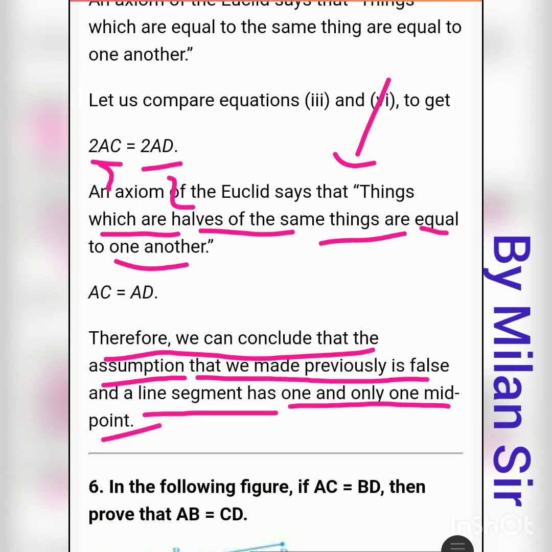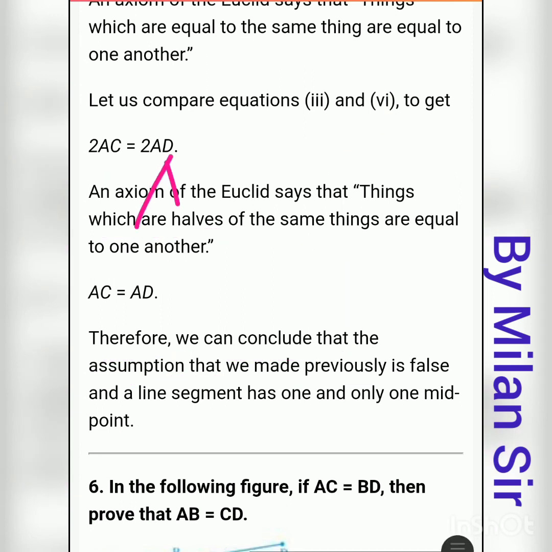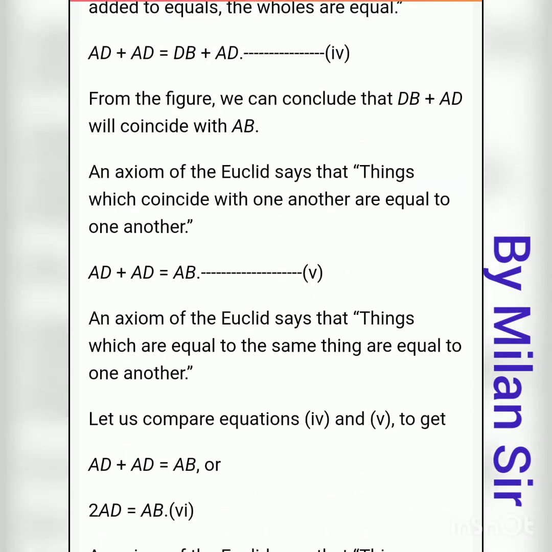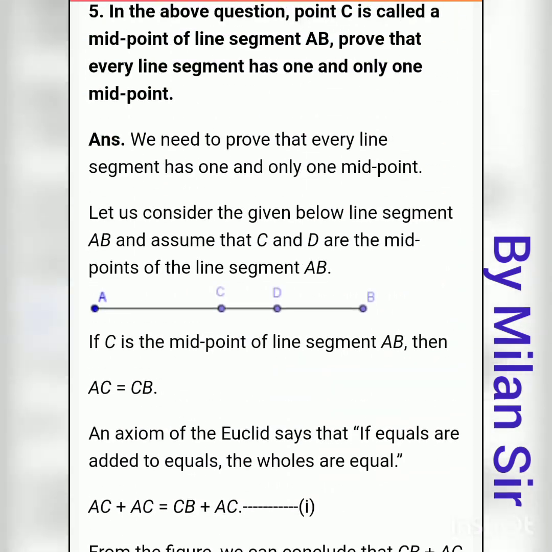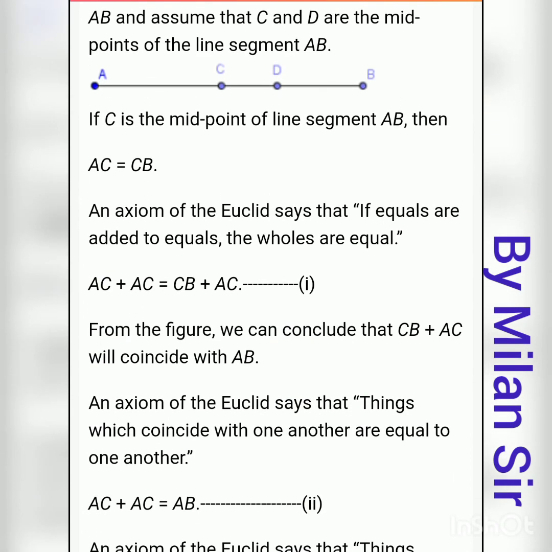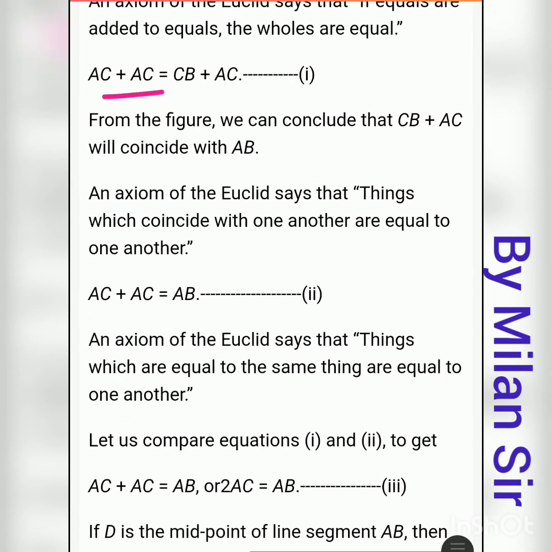Here we took two different midpoints, but in the end we get AC is equal to AD. That means points C and D are the same, so we have only one midpoint. Initially we assumed two points, C and D, both midpoints of the line segment. First consider C: AC is equal to CB. Then add AC on both sides, so AC plus AC is 2AC, and here AB. So 2AC is equal to AB.